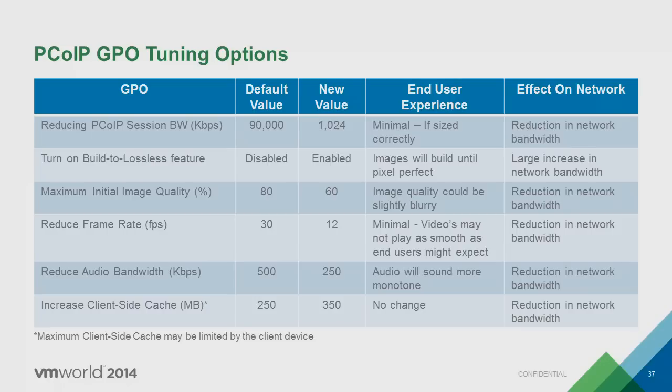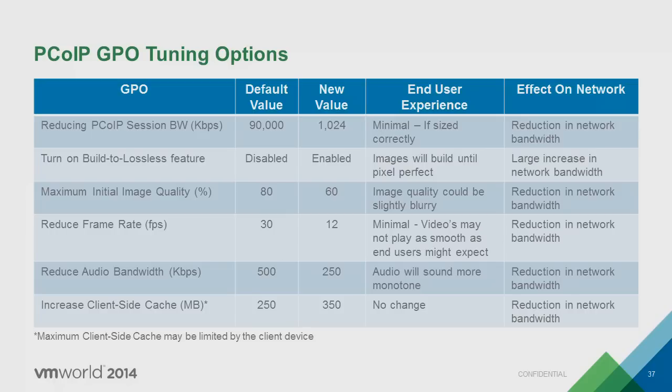because ultimately changing these settings is going to affect both your users and your network. So for example, build to lossless is currently disabled by default. If you enable that, obviously it's going to give your users pixel perfect images, regardless of whether they need it or not. So every time the user changes a page in a browser, it's going to keep building that browser page in the background until it's a pixel perfect image. It will just constantly keep doing it.